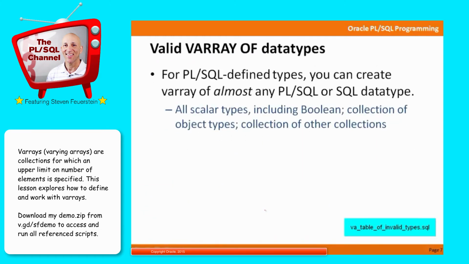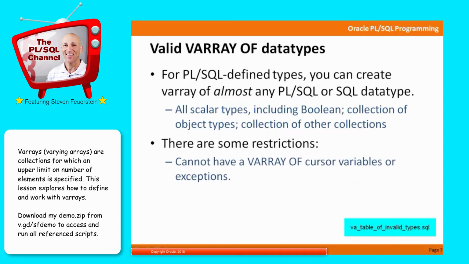In terms of the valid V-array types, when you're creating a PL/SQL defined type inside a PL/SQL block, you can create a V-array of almost any PL/SQL and SQL data type. So I can have a V-array of Booleans. I could have a V-array of object types of other collections. There are some exceptions. For example, you can't have a V-array of cursor variables or exceptions. I'll show you an example of the problem you'll have when you try to do that.